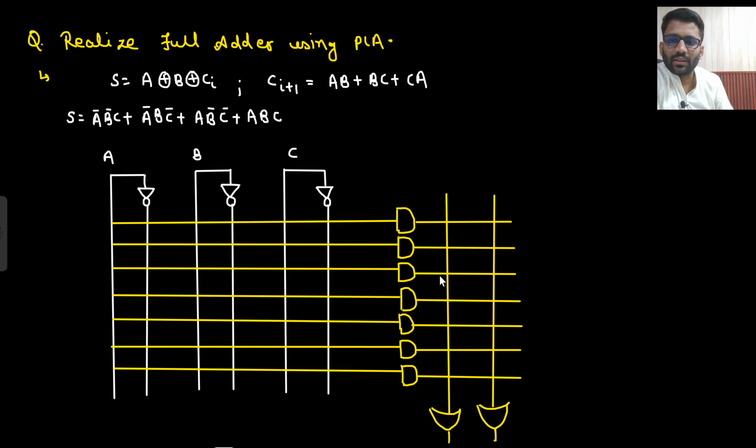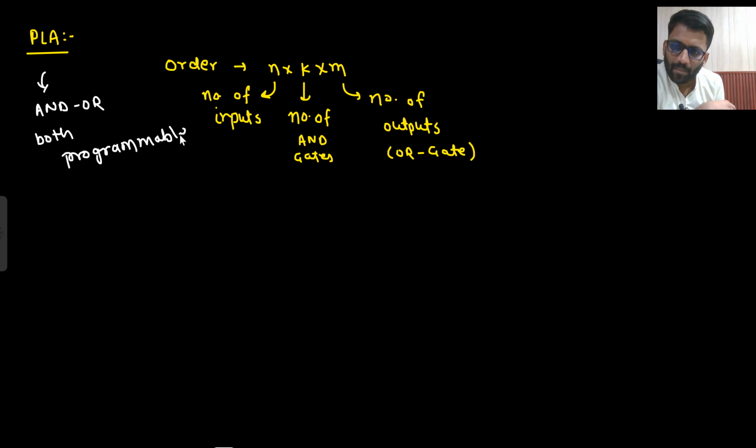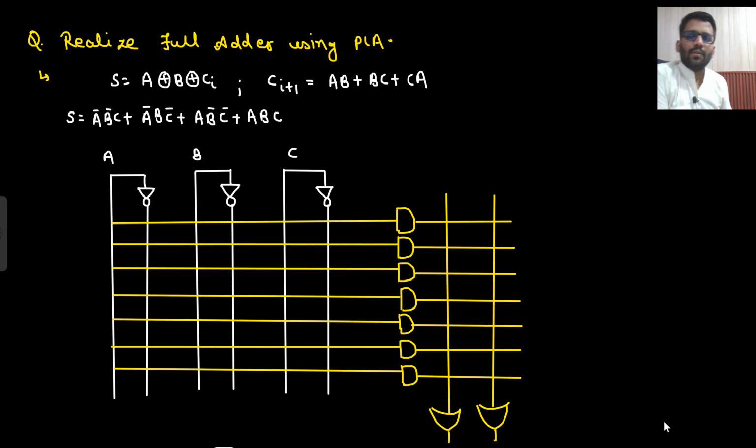So let's see this question. You need to realize a full adder. So here in PLA, what is the scene? Both AND and OR are programmable. So A bar, B bar, C. This is the sum, this is the carry. What do I need? I need 1, 2, 3, 4, 5, 6, 7. 7 AND gates I require.